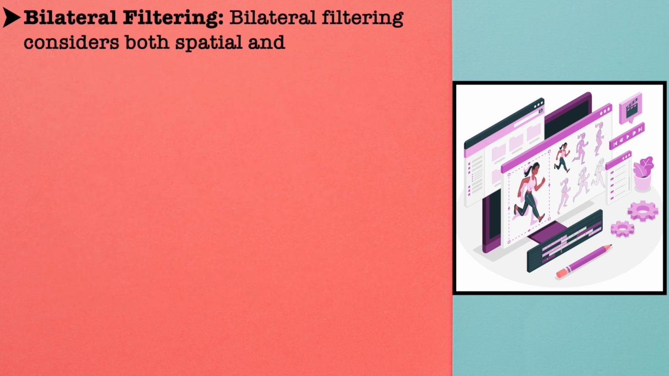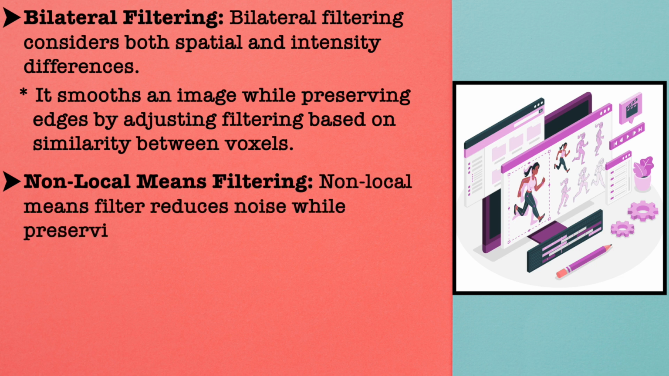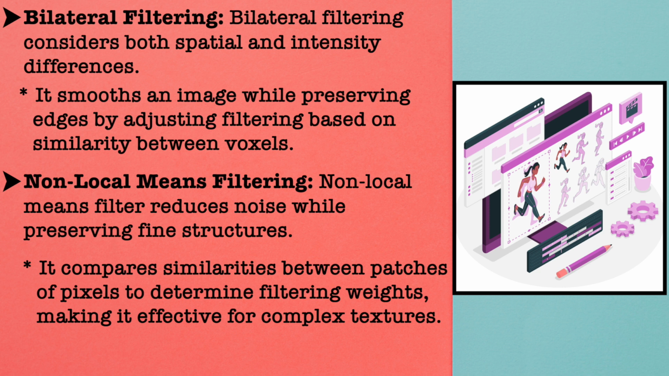Next is bilateral filter. Bilateral filtering considers both spatial and intensity differences. It smooths an image while preserving edges by adjusting filtering based on similarity between voxels. Next is non-local means filtering. Basically, this filter reduces noise while preserving fine structures. It compares similarities between patches of pixels to determine filtering weights, making it effective for complex textures.